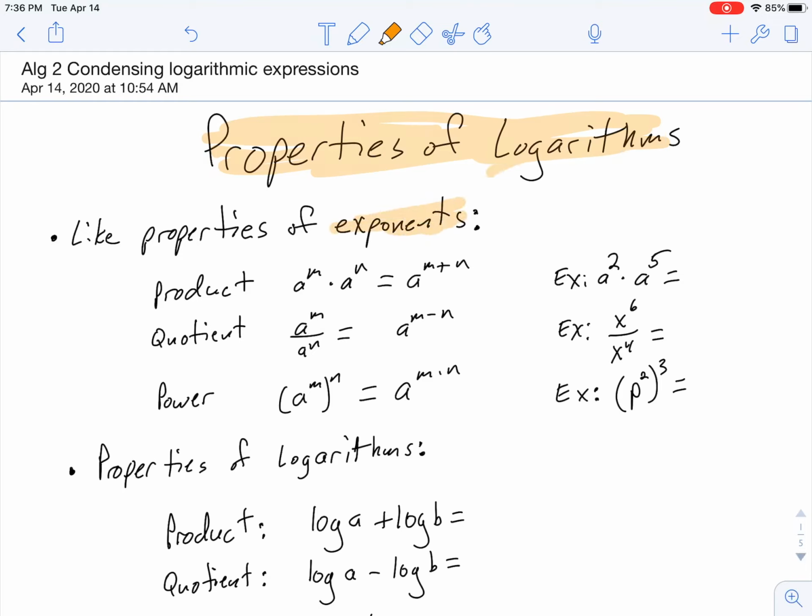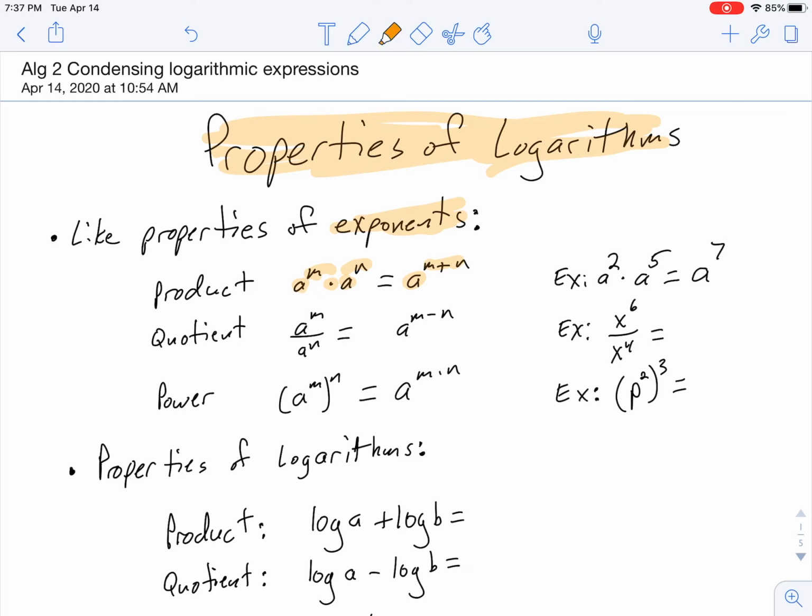Now there are like 7 or 8 properties of exponents. The main three were the product property, the quotient property, and the power property. So quick review: when you multiply like bases that have powers, you keep the base and add the powers. So like if you had over here a squared times a to the 5th, it would just be a to the 7th. You add those powers.